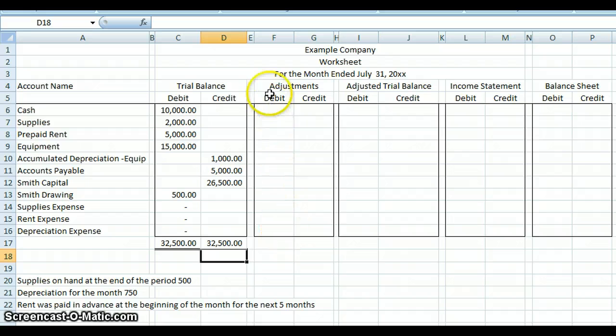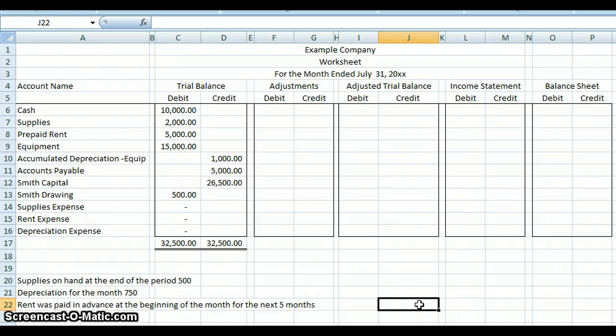So the next set of columns is the adjustments column. We have a debit and a credit. And these debits and credits will either increase or decrease the balance from the trial balance depending on the debit and credit rules. So let's get started. We have three little pieces of additional information down here that'll help us to make our adjustments. The first one says supplies on hand at the end of the period, $500.